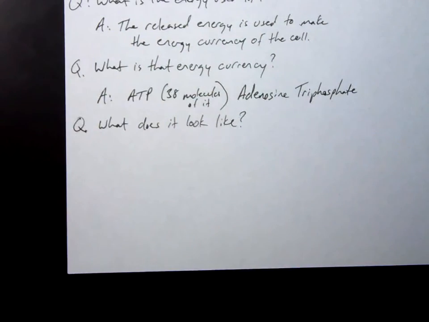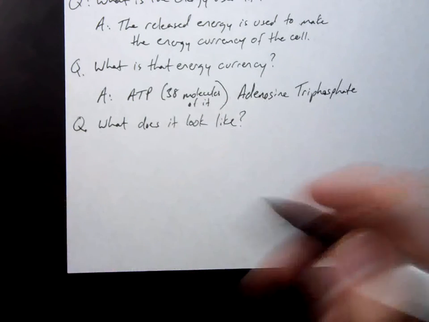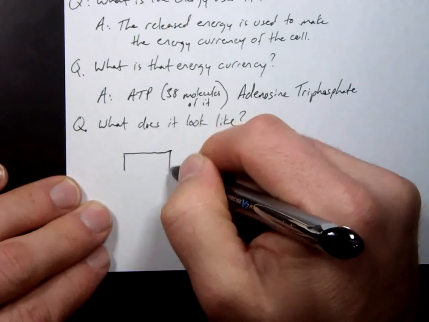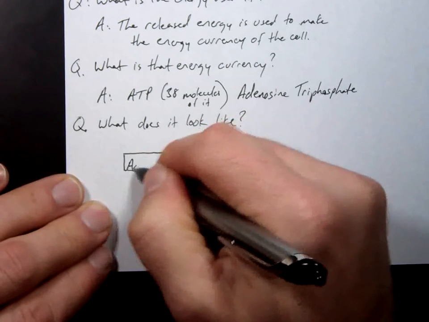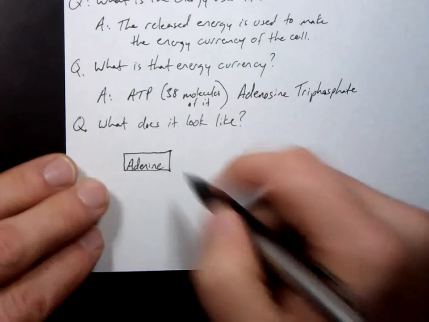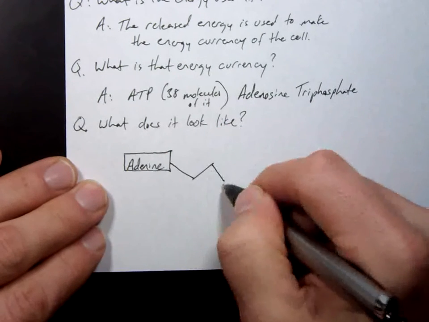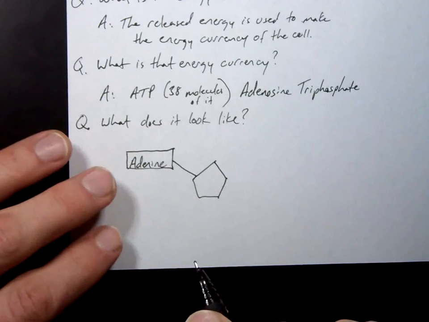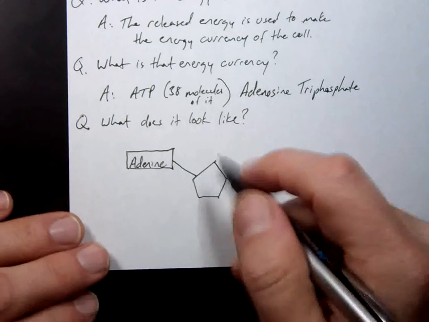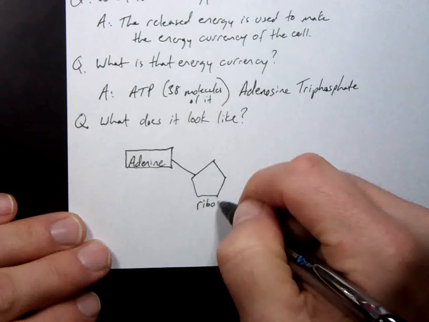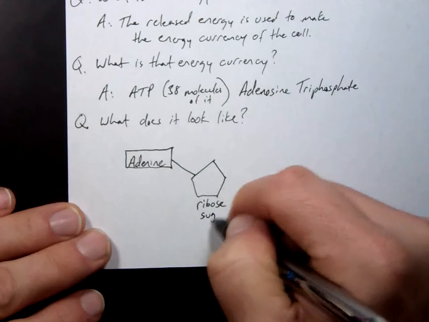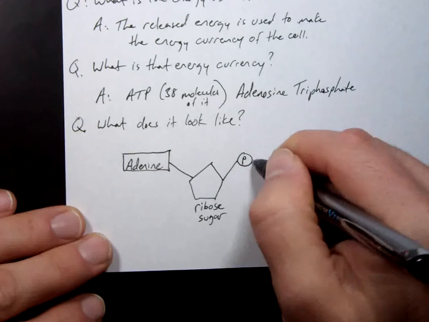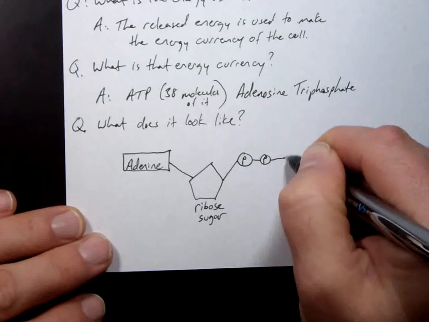Let me make this the simpler version of it. I wanted you to see what the carbons, hydrogens, oxygens, and so on looked like before I drew the simplified version of it. So over here, we're going to draw a little rectangle, and that's adenine. Adenine is attached to a 5-carbon sugar called a ribose. Ribose sugar is then attached to these little dudes right here, which are called phosphates.